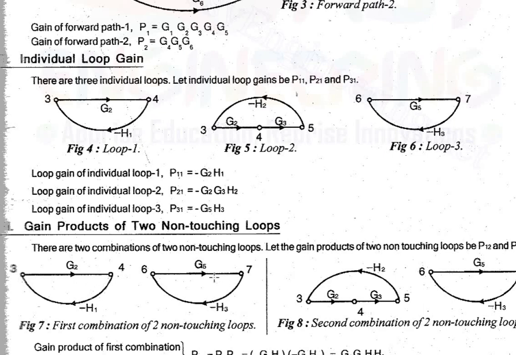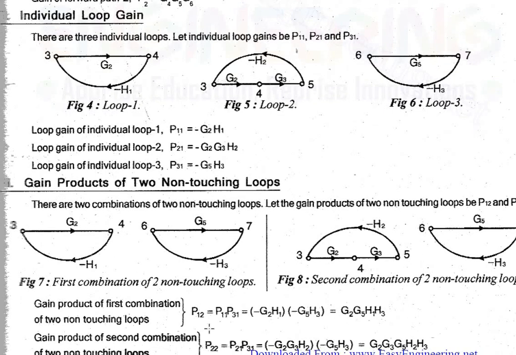So by comparing these two individual loops, the combination of two loops, the gain product is P12 is equal to P11 of the individual loop and P31 of the individual loop, by multiplying minus G2 into H1 and minus G5 into H3. The gain obtained for the first combination of loops is G2, G5, H1, H3.